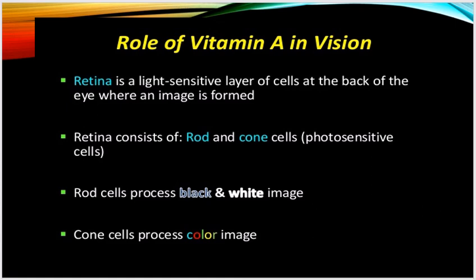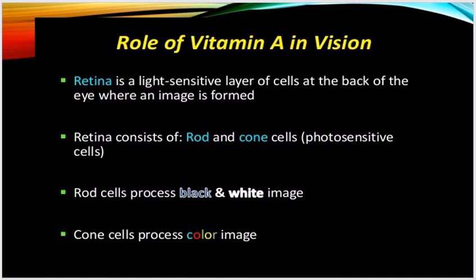The retina has a light sensitive layer of cells at the back of the eye where an image is formed, and the retina consists of rod and cone cells. These are the photosensitive cells. The rod cells process the black and white image, and the cone cells process the color image. This role was established by George Wald in 1966.